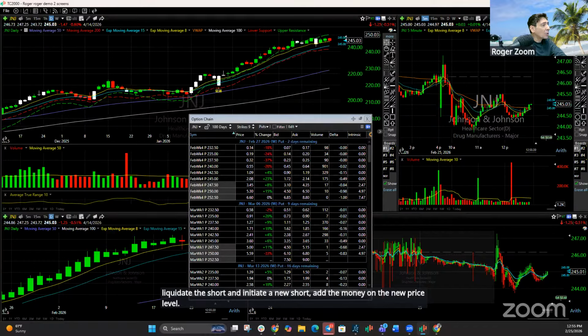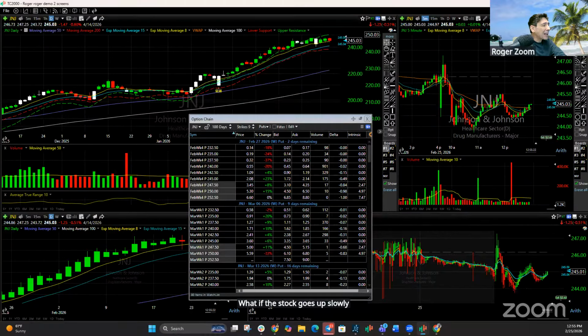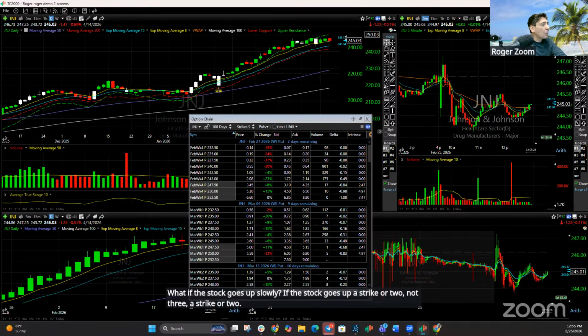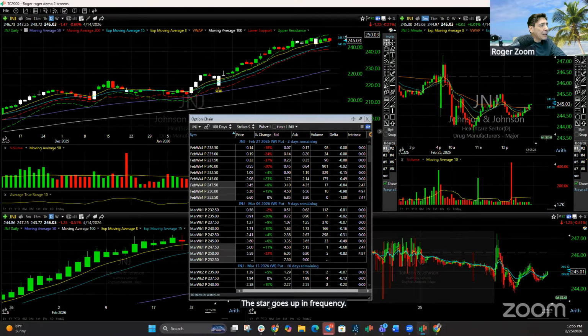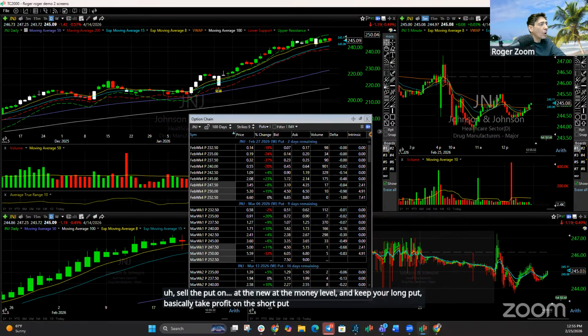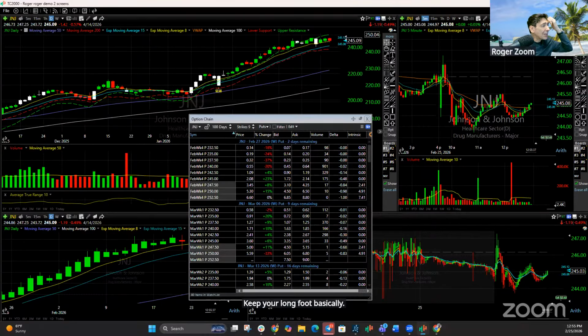What if the stock goes up slowly? If the stock goes up a strike or two, not 3, a strike or two, sell the put on at the new at the money level and keep your long put. Basically, take profit on the short put and roll them while holding onto your long position. So, what if a stock goes up a lot right after you initiate it? You take profit, silly. What do you need me for?